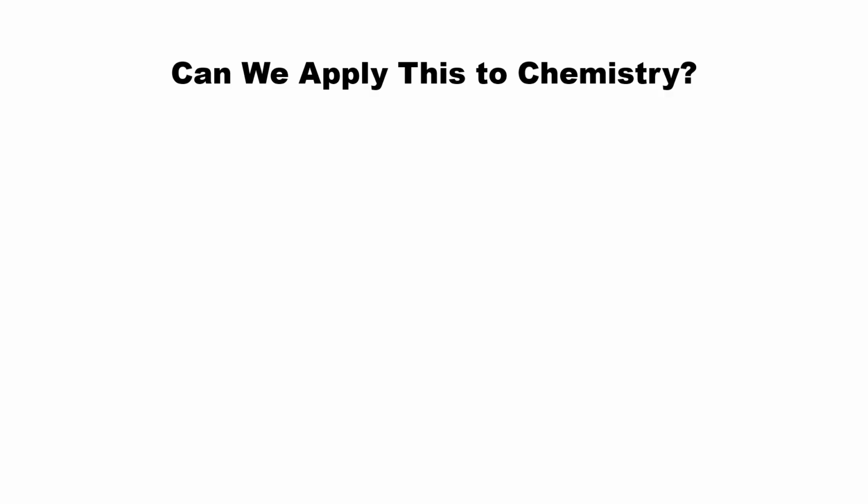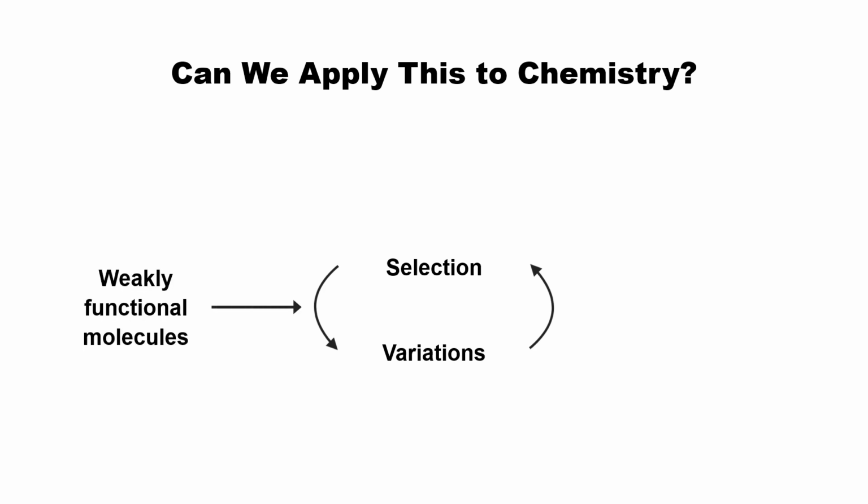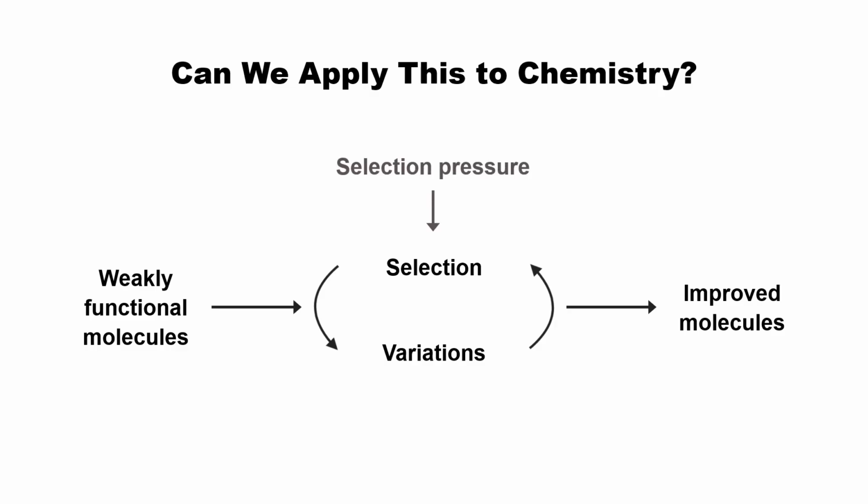Now, can you apply this idea to chemistry? Here, there is selection and variation, and a weakly functional molecule we want to evolve into an improved version. Maybe we can select through this process, mimicking the evolution process. So far, all the products were naturally occurring peptides or proteins. Can you change this into chemical synthesis?